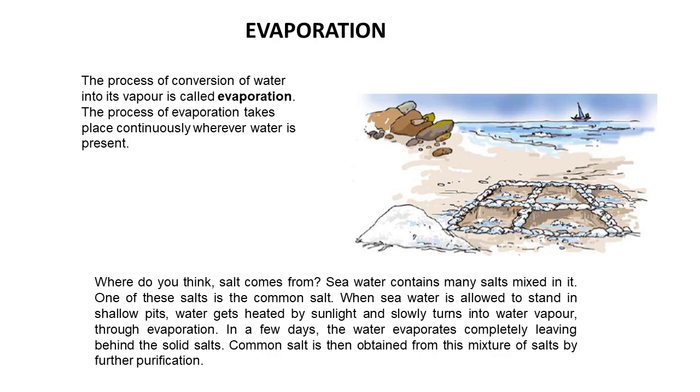Shallow pits called evaporation ponds are constructed, and the salt water is allowed to stand in them under the sun. After some time the water evaporates, leaving behind the salt, and common salt is separated from this mixture upon further purification. In this way salt is obtained from seawater.